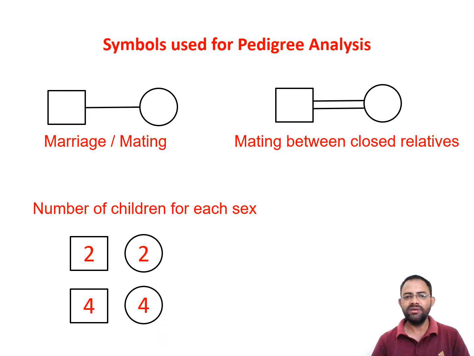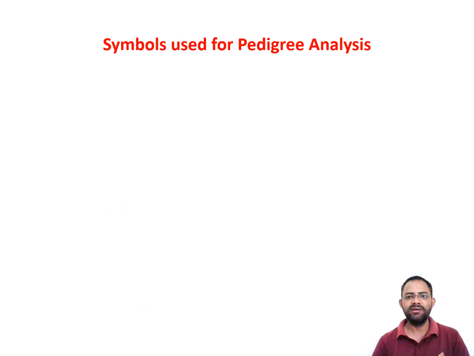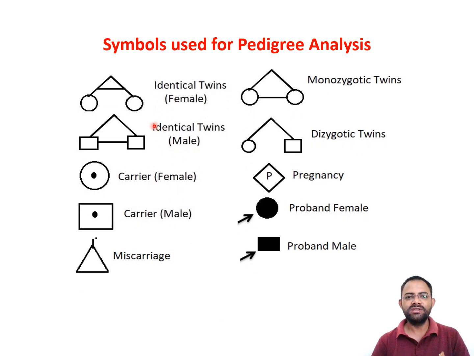Now, some other important symbols which may be used in pedigree analysis: identical twins for females are represented by these symbols, while identical twins for males are represented by this one. The monozygotic twins are represented by this symbol, whereas the dizygotic twins are always represented by these symbols. And a female carrier is represented by a circle having a point in the center, while carrier males are always represented by a square having a dot in its center.